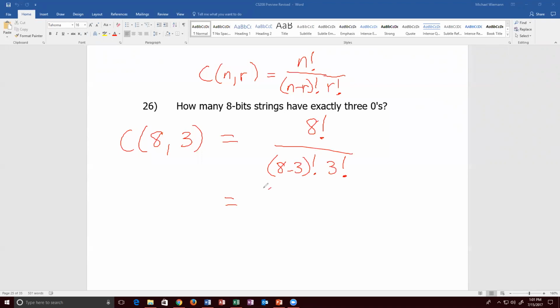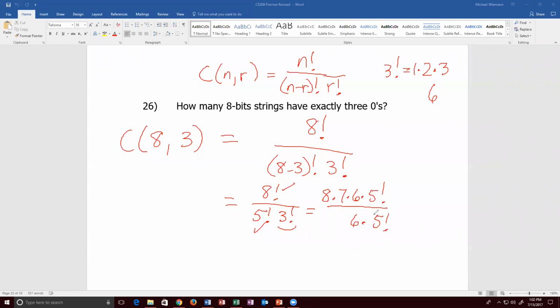Simplify this, we end up with 8 factorial over 8 minus 3, which is 5 factorial, 3 factorial. Counting down the 8, I go 8, 7, 6, stop at 5 factorial. Notice that took care of the 8 factorial. The 5 factorial, I bring over. If I evaluate 3 factorial, that is the same as 1 times 2 times 3, which is 6. Put the 6 underneath the 6 because notice the 6s cancel and the 5 factorials cancel. All that is left is the 8 times 7. We end up with 56 as the correct answer to this problem.